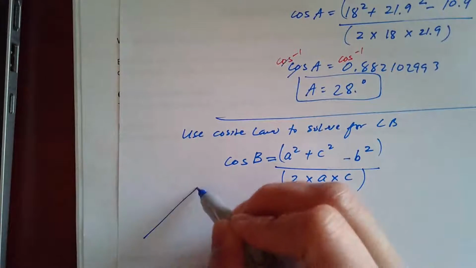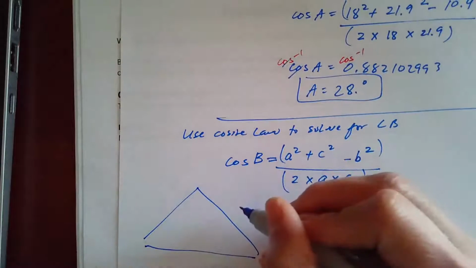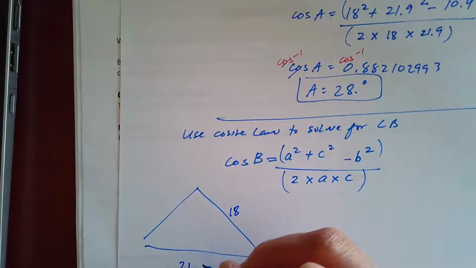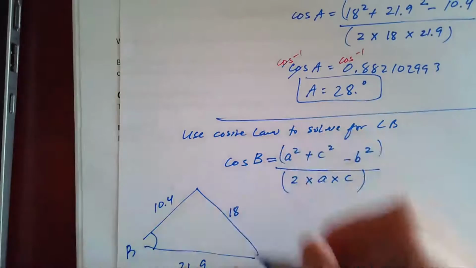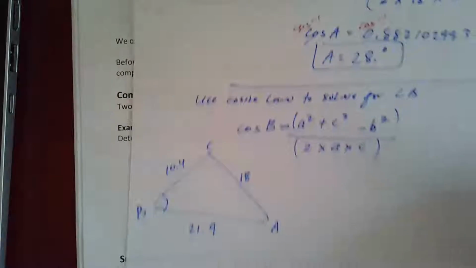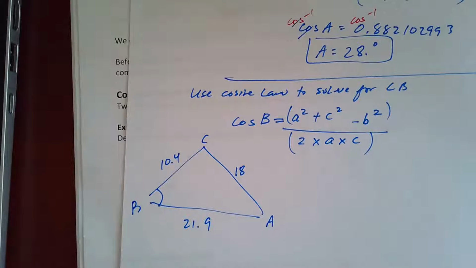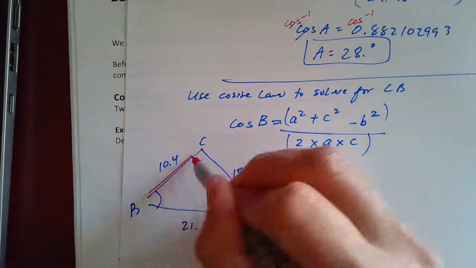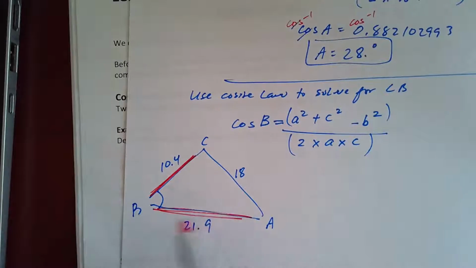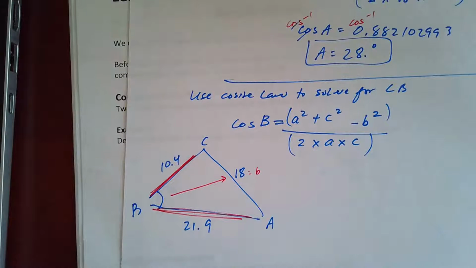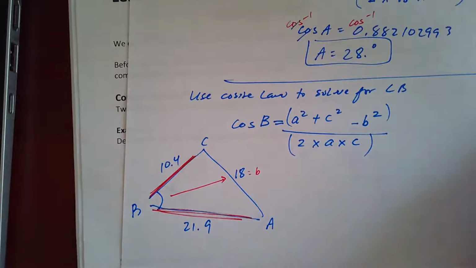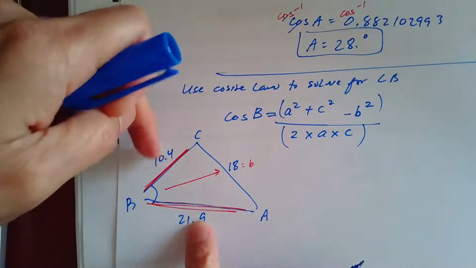Okay, so I'm going to draw it out again here so we can see it. So this is 18, this is 21.9, this is 10.4. We're looking for angle B, which is this one. So if we're looking for that one, we have this one and this one. This is our side b. So these two are the ones that we need.